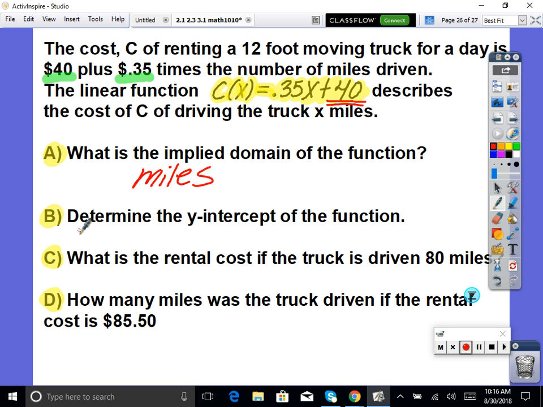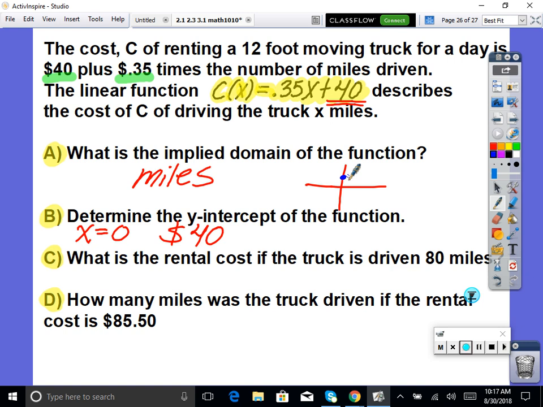The y-intercept is always when x equals 0, right? So then if x equals 0, plug it in. So it'd be 40. Now think about why that makes sense, everybody. If I was to model this, no matter what, if you rent from this moving truck, you are starting at $40. Does that make sense? Okay, cool. What is the rental cost if the truck is driven 80 miles? What would I do? Plug in 80, correct?